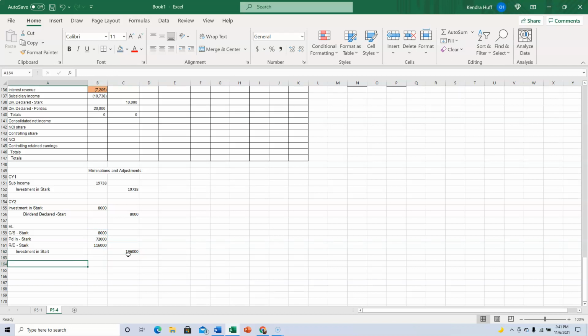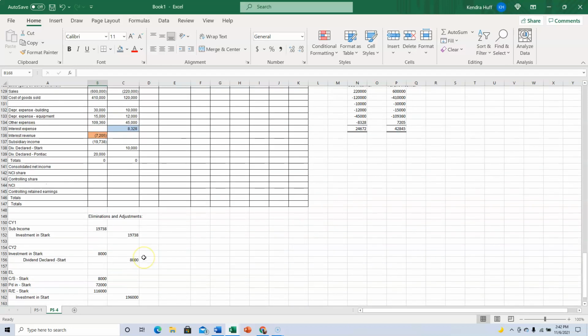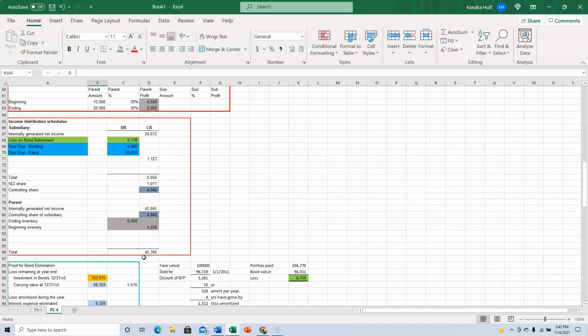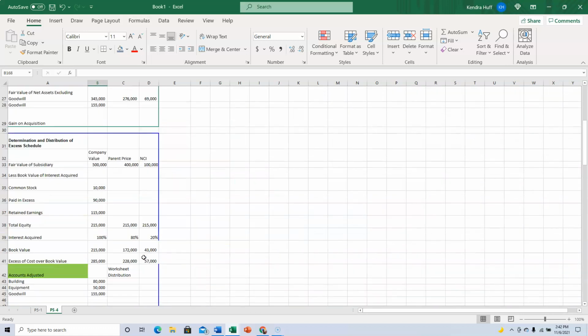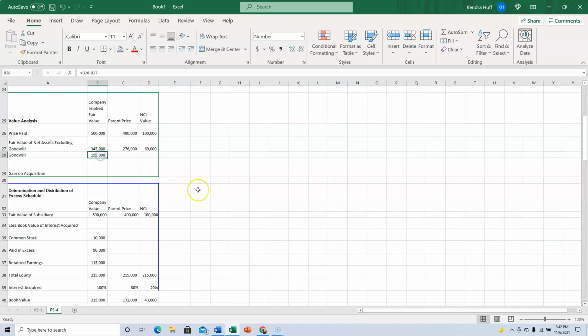Alright, now we have our distribution entries. So we have buildings, equipment, and goodwill. Our buildings were an $80,000 adjustment. Equipment was $50,000. Goodwill was $155,000. Let me double check that. Yeah.